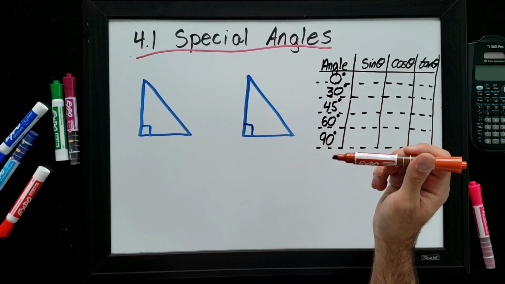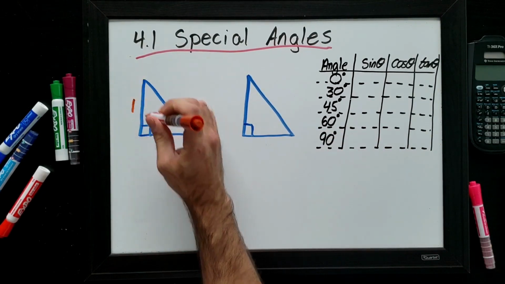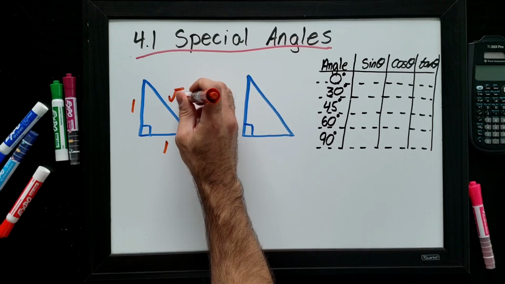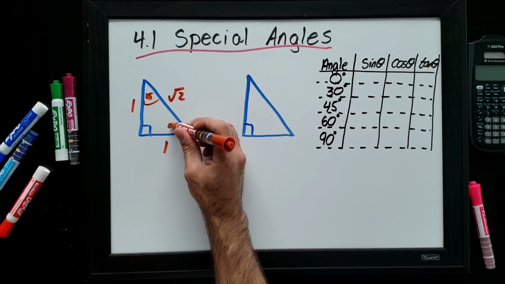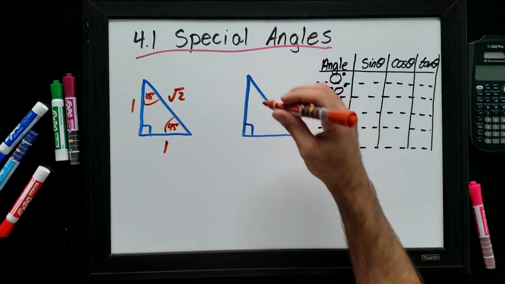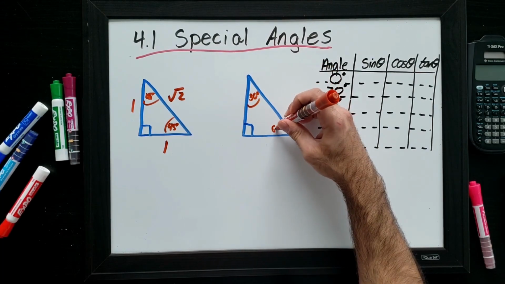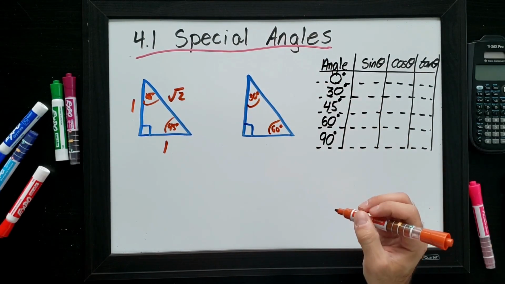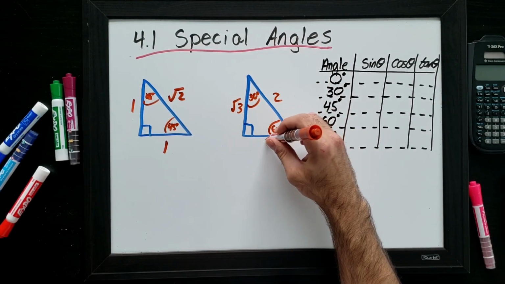I'm going to explain how. Our first triangle is a regular 1, 1, root 2 triangle, where these angles are both 45. The second triangle is a 30, 60, 90, and this is going to be 2, root 3, 1.